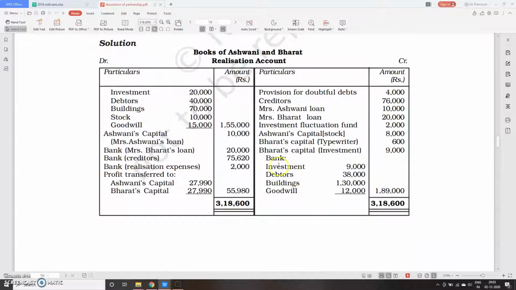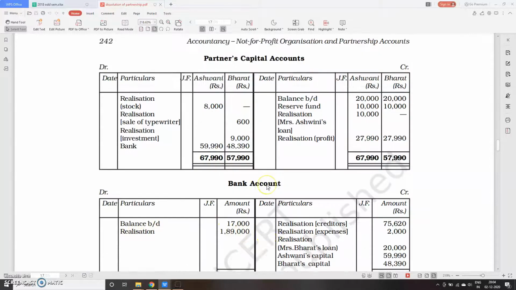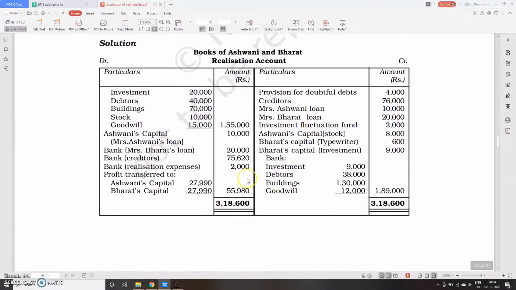Let me see the total of this bank: investment, debtor, building, and goodwill, which is 1,89,000. Now we'll go to the cash account here, to realization account 1,89,000. These assets are realized. Okay, so all the assets are realized now. Out of 1, 2, 3, 4, 5, all are realized. Stock was taken care of by Ashwini and the rest are being realized.